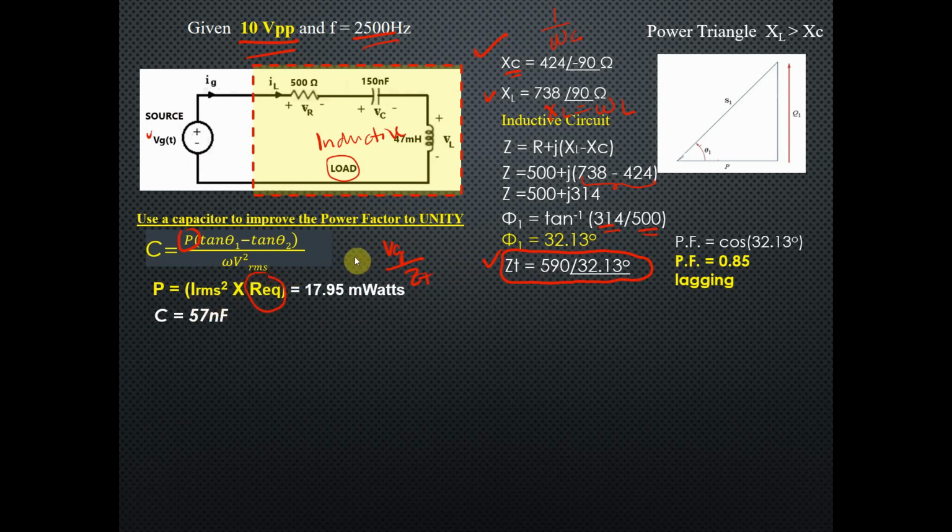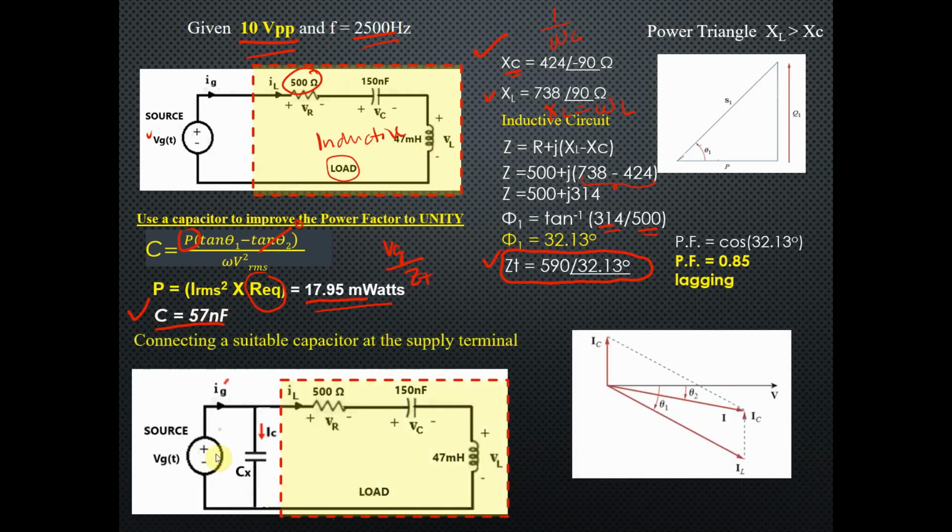and R equivalent. What is the R equivalent for this circuit? Which is equal to 500 ohm, right? After calculation, I obtained 17.95 watts. Now, using this value in this equation, for unity power factor, tangent theta 2 will become 0, right? This is 0. So, to simplify, C is equal to 57 nanofarad. So, 57 nanofarad is the capacitor.